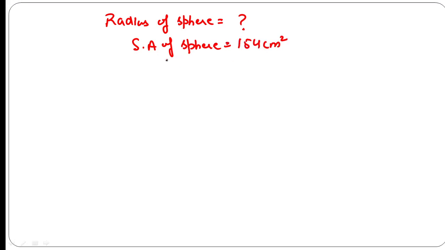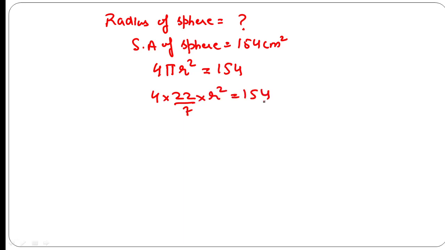So what is the formula for the surface area of a sphere? It is 4 pi r square. So that is equal to 154, and 4 into the value of pi, which is 22 by 7, into r square is equal to 154. So 7 is in the denominator, on the other side it will become the numerator, and this 4 and 22 are in the numerator, so they will become the denominator on the other side.